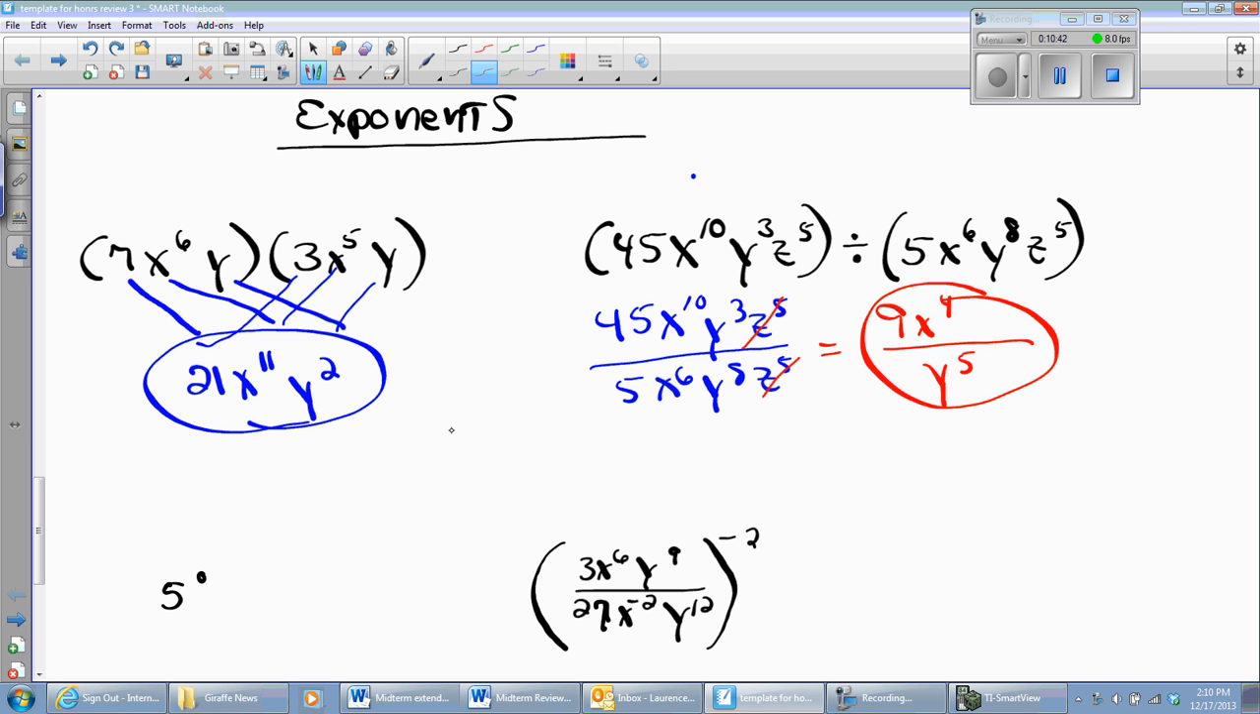Remember, x to the 10th over x to the 6th means this. I'm going to cancel, cancel, cancel, cancel, cancel, cancel. And look, there's 4 x's being multiplied, or an x to the 4th right there. Right? Okay, the same with the y's. I'm not going to write them all out, but I'll have 3 y's in the numerator, 8 y's in the denominator. I'll have 5 y's in the denominator.